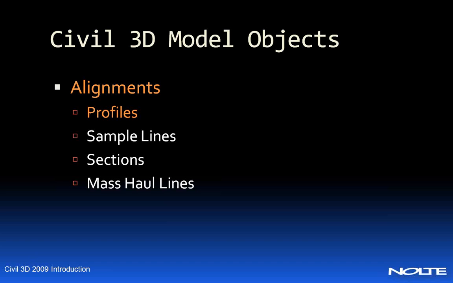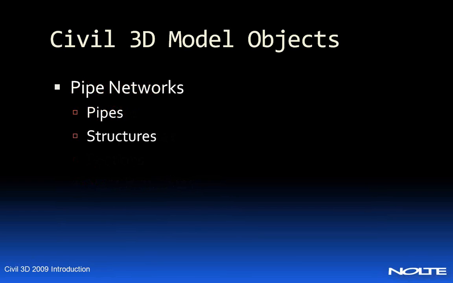We do existing ground profiles from surfaces. We can lay out profiles. We can do any number of profiles within a single alignment. We can generate sample lines along an alignment, which we can then use to create cross-sections, and then with volume calculations, things like that, we can then generate what are called mass haul lines or mass haul diagrams within our alignment area of Prospector.